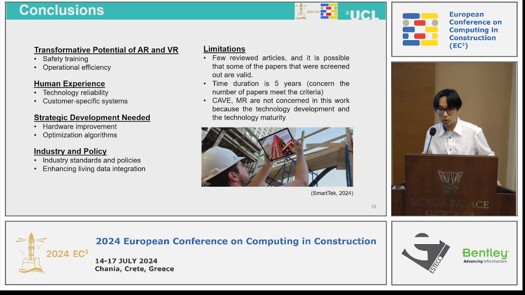Our research also has some limitations. At first, the number of articles is only 24, and it is possible that some of the excluded papers are valid. The second limitation is the time duration of the past 5 years, and if we extend the duration to 10 or 20 years, we may get more papers. The last one is that mixed reality is not considered in this work because of technology development and maturity.